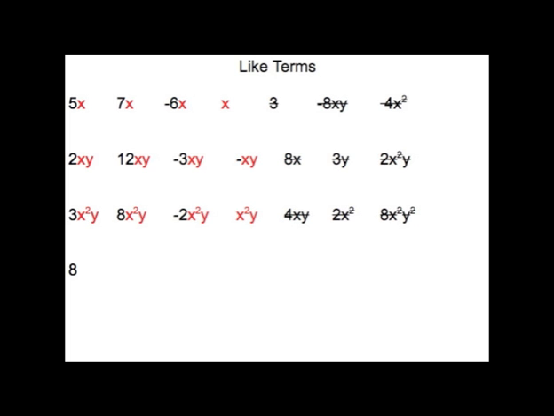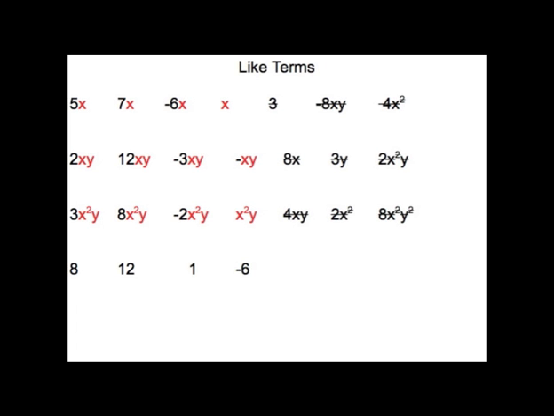And one final example, the number 8. This term does not have a variable or an exponent, so for terms to be like 8, they have to be just numbers. 12, 1, and negative 6 would all be like terms with 8 and each other. 3x, 2y, and 3xy would be examples of terms that are not like the previous 4 terms because they have variables.